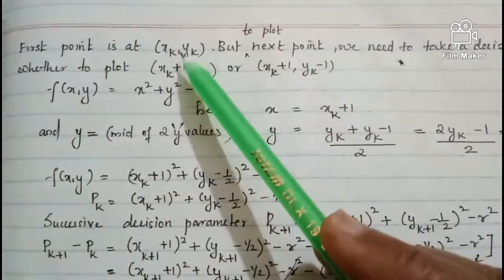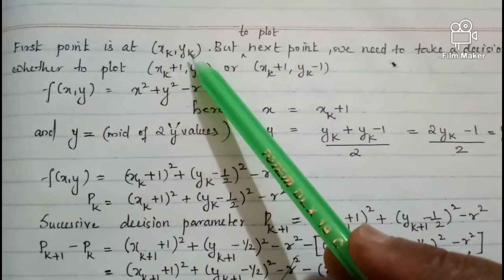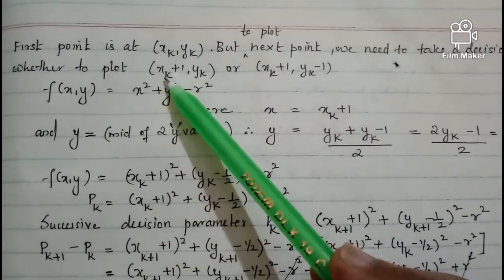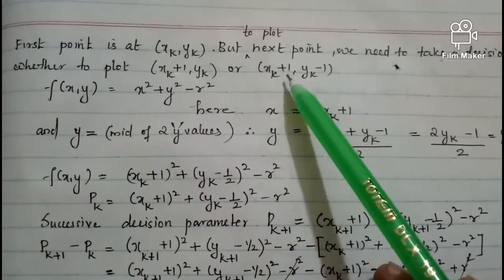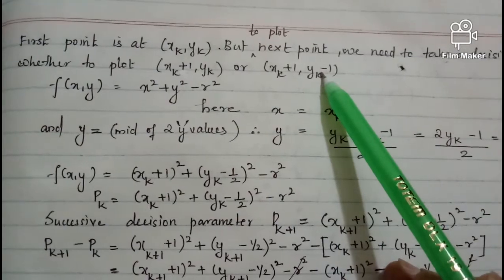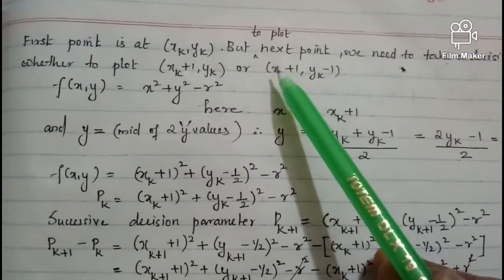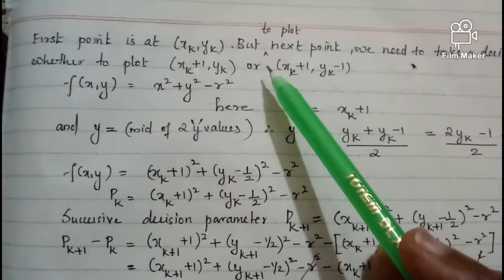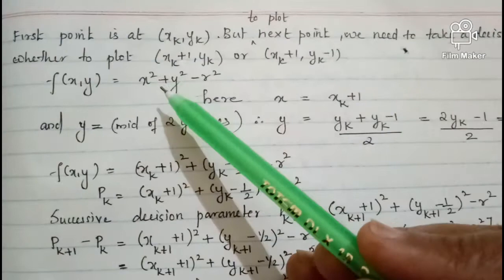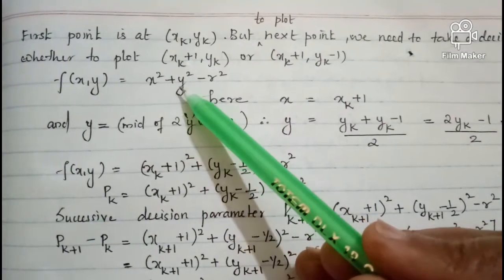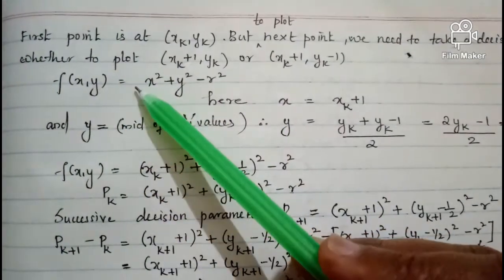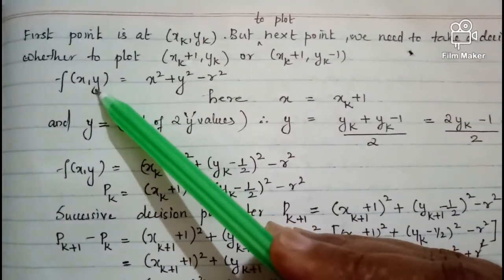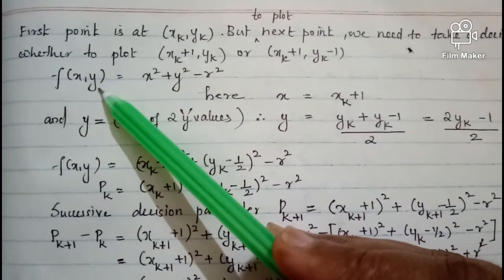So now we know that the first point is plotted at xk, yk. But the second point can be either xk plus 1, yk or xk plus 1, yk minus 1. Among these two pixels, which pixel will we select? This confusion will be solved. We are going to consider the circle equation x square plus y square minus r square, and this equation is assigned to a function f of x, y. So this is the circle function f of x, y.